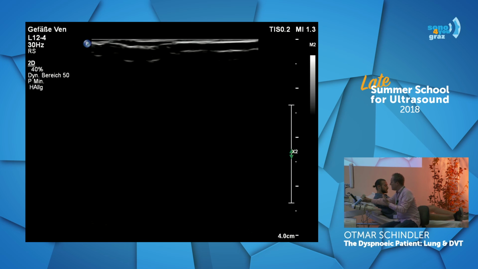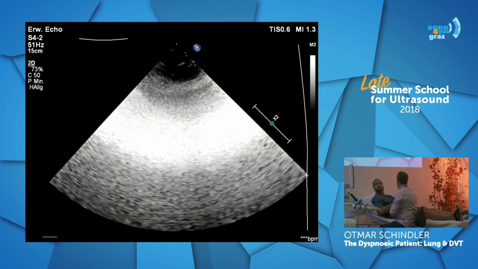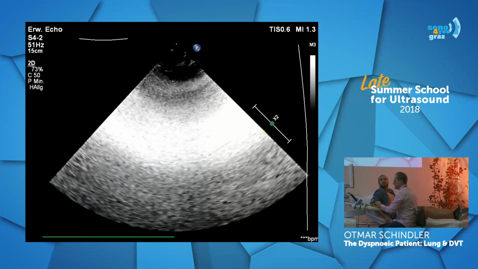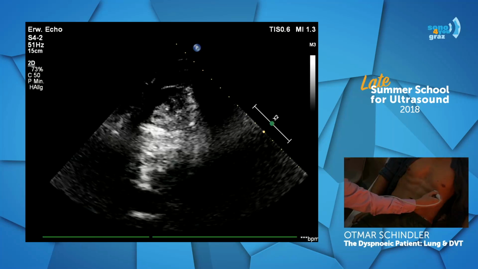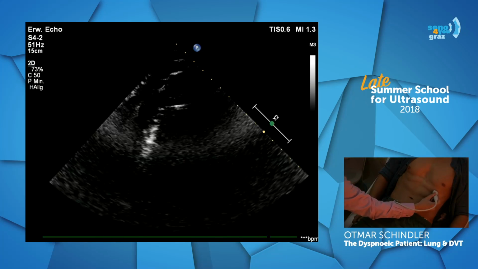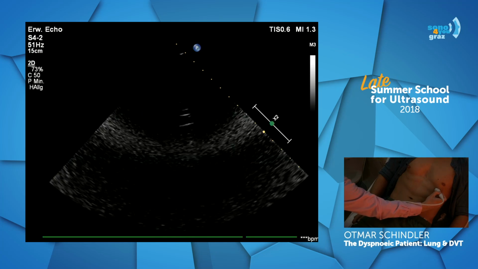So that was the deep vein thrombosis. If the patient has severe distress and they think that could be pulmonary embolism, the thing we should do before is, of course, make a quick echo. Four chamber view.